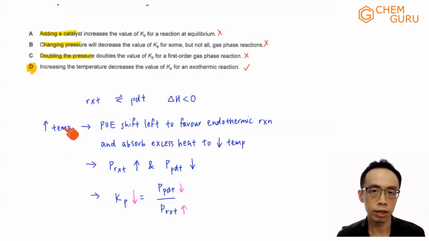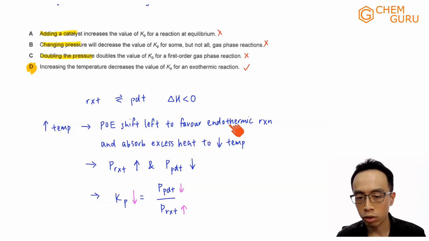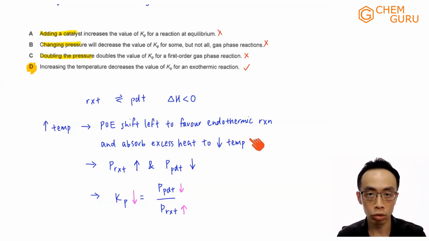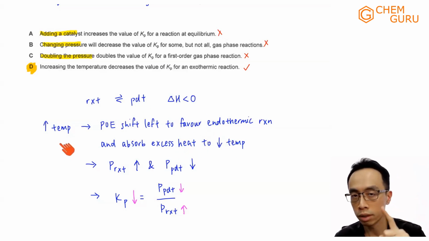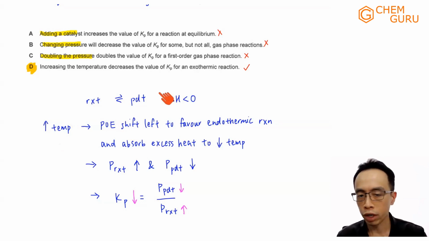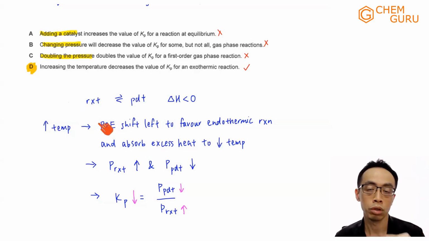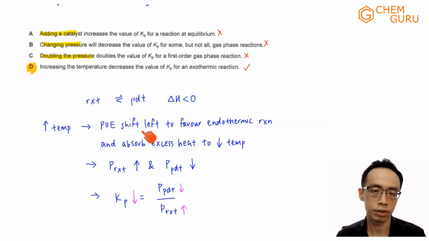Increase my temperature, I don't like it, according to the system. So what I'll try to do is I will try to lower the temperature by absorbing excess heat from the surrounding, and I try to favor the endothermic reaction. So I'll favor the endo reaction to absorb the excess heat in order for me to counter this increase in temperature. Forward reaction is exo, reverse reaction is endo. That's why the position of equilibrium will shift towards the left hand side to favor the endothermic reaction.